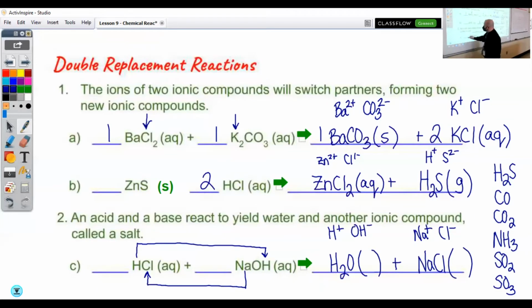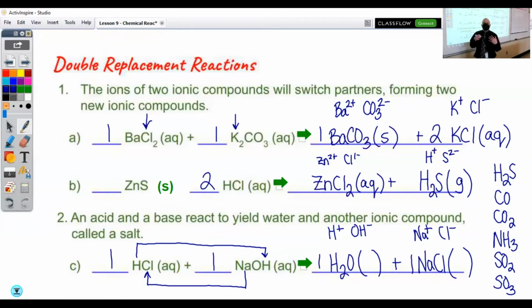When we balance this, we'll find out that all of our coefficients are 1. So 1 hydrogen plus 1 more hydrogen is 2. There are 2 hydrogens. 1 Cl, 1 Cl. 1 Na, 1 Na. 1 O, 1 O. So perfectly balanced. The last thing that we have to do is assign states of matter.